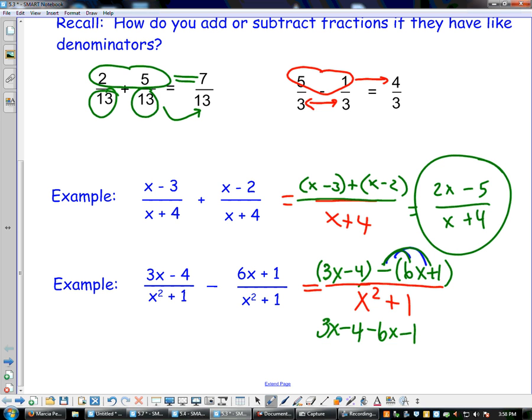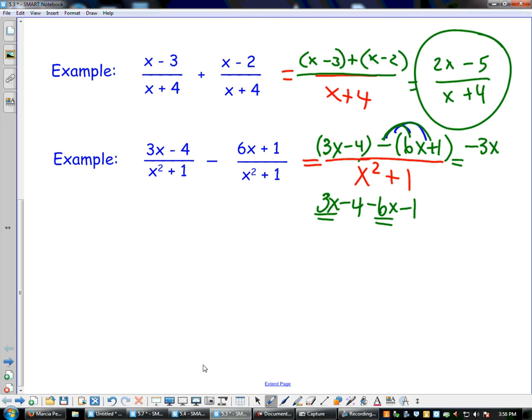So if I wanted to combine like terms in the numerator, this would become 3x minus 6x is negative 3x. And negative 4 minus 1 more is going to be minus 5, all over my same denominator of x squared plus 1. So there would be my final answer in that one.